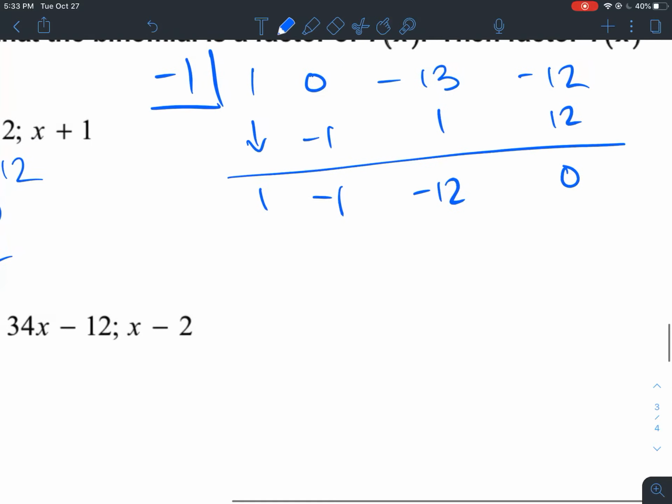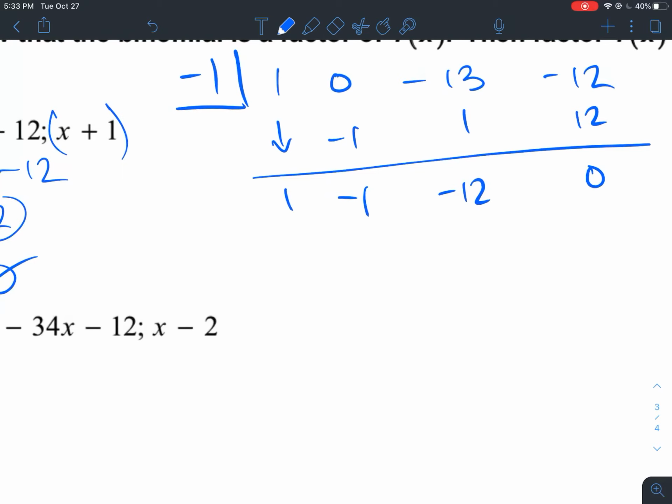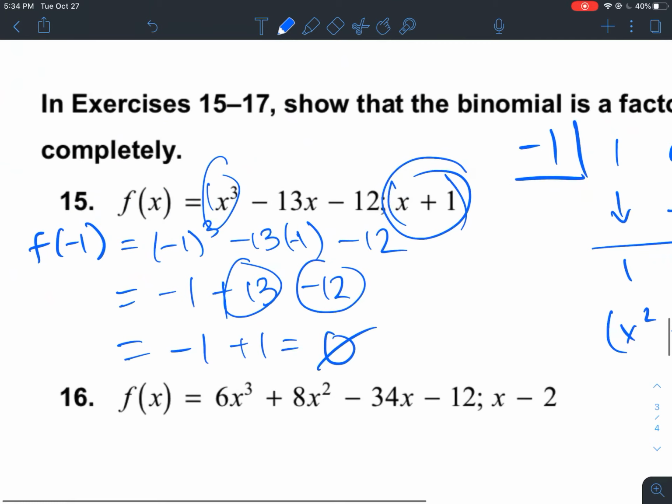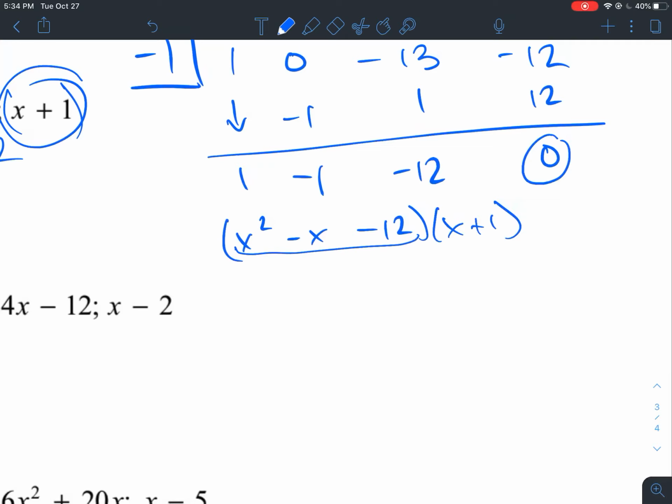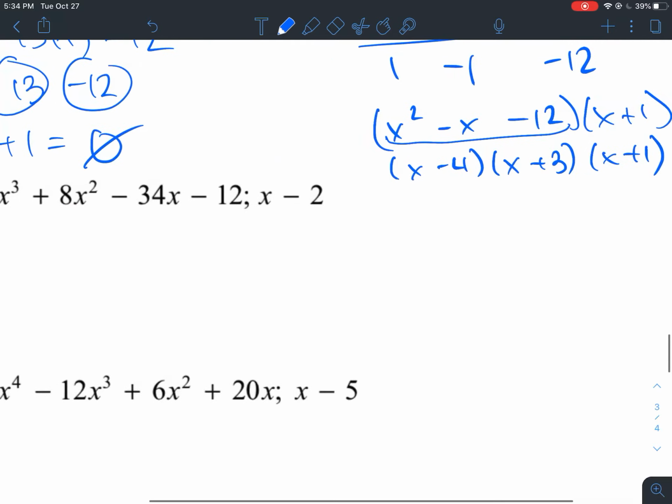So basically, when I divide it by x plus 1, I get x squared minus x minus 12, with a remainder of 0, which means x plus 1 is a factor. So if I multiply this by x plus 1, I get f of x, what I had originally. Okay, so now I can factor this right here. So x squared minus x minus 12 can be factored into x minus 4 times x plus 3. And then I have x plus 1 from before. So that's how I would factor it completely. So I use synthetic division to help me factor it completely.